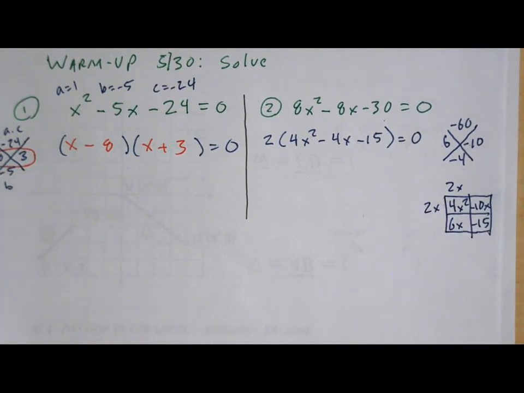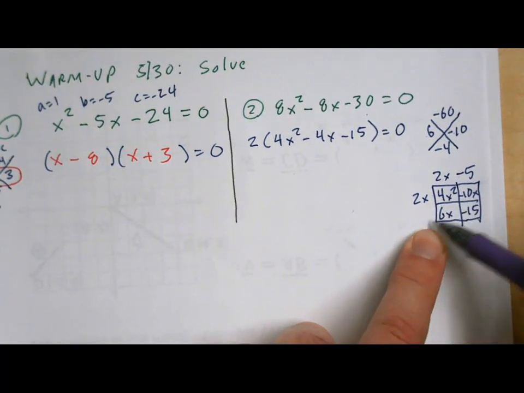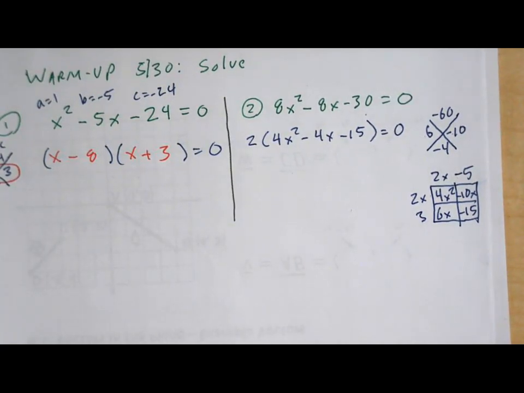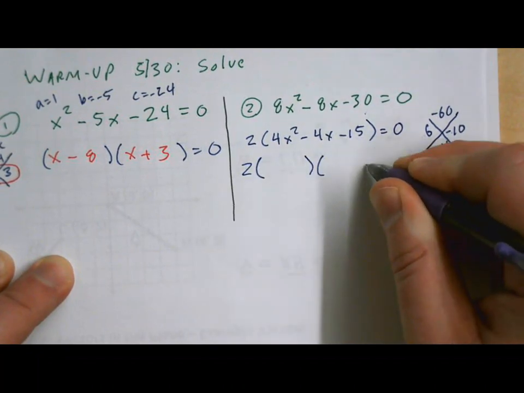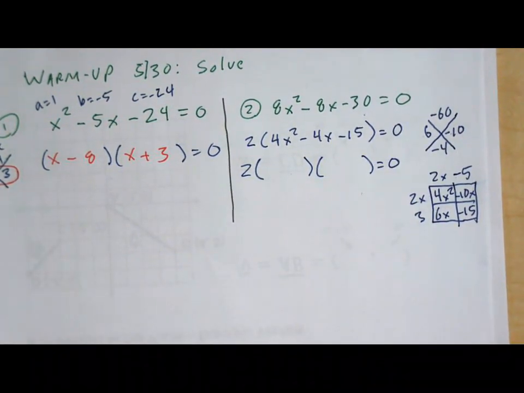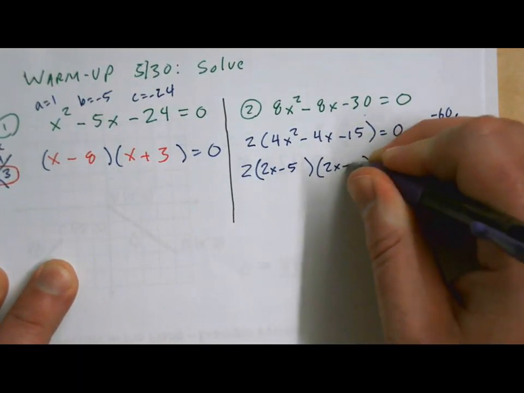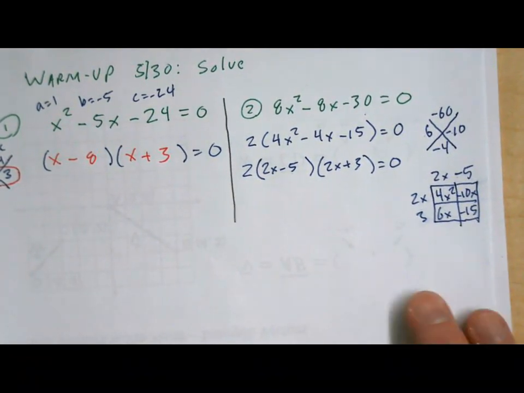2x times 2x is 4x squared. 2x times something's negative 10x. This must be negative 5. 2 times negative 5 will give us that negative 10. 2x times something is 6x. This must be a 3. So after all that work, now we've got a new version of our equation. That 2, that GCF, is still sitting out front. But now we can factor that quadratic into 2x minus 5 and 2x plus 3. All right, so we got them both factored.